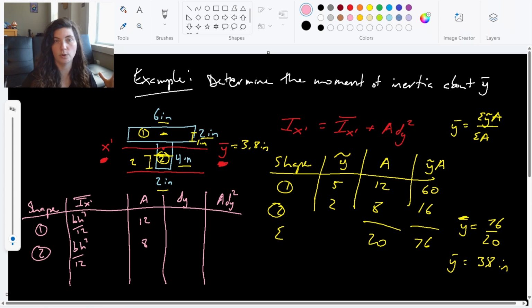The y centroid is the centroidal x-axis, but if we were doing the moment of inertia about y, then we would use hb cubed over 12. But for this, it's just plug and chug. Once you know that you have to use bh cubed over 12, again, it's in a bunch of tables in your table sheets, what these standard moments of inertia are. So bh cubed over 12, plug that into our calculator, right? It's 6 times 2 cubed over 12 gives us 4. And then for shape 2, it's going to be 2 times 4 cubed over 12, which gives us 10.7.